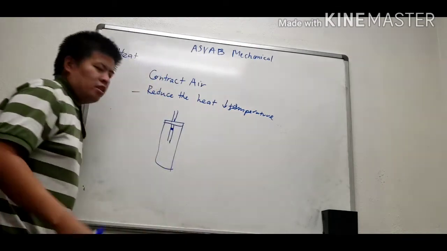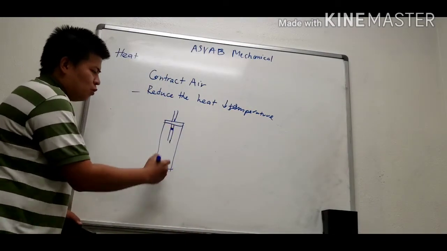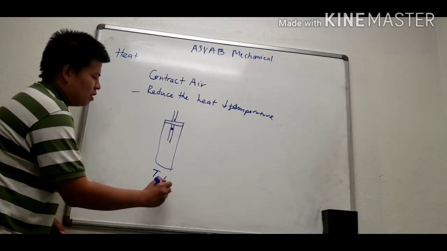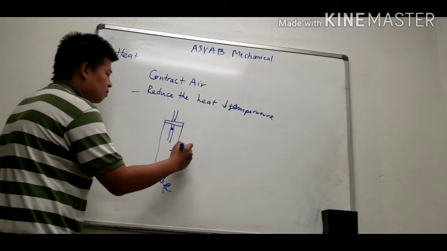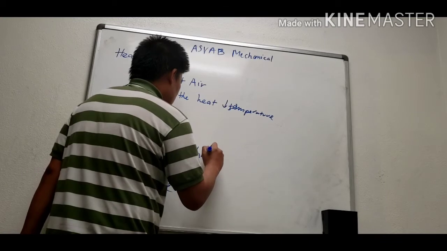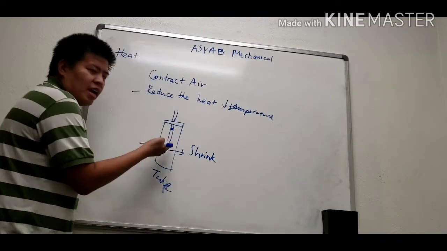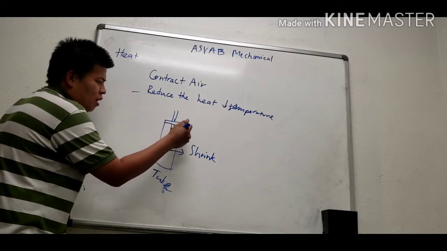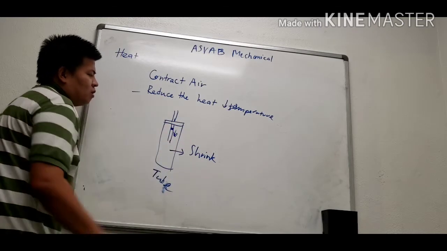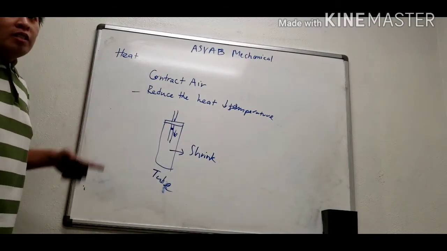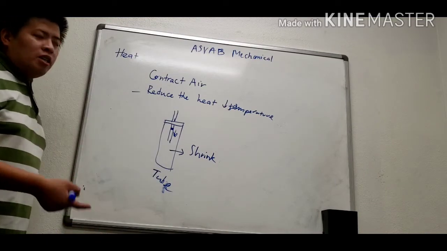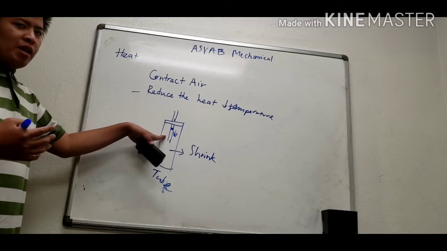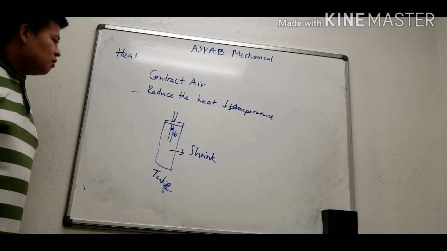So the air inside the tube will shrink. Because the air inside the tube shrinks, the liquid in the straw will go down. So that's what we call contracted air. It means the temperature is reducing and the volume of the air will shrink together.